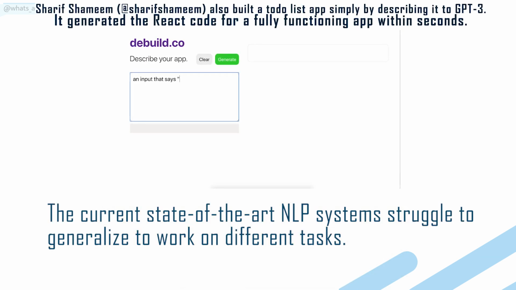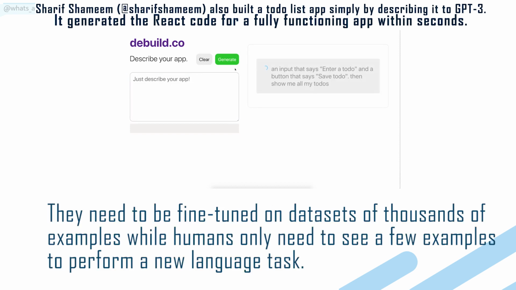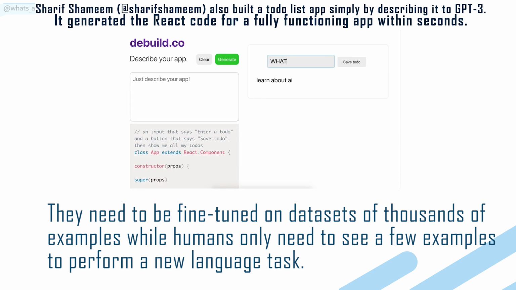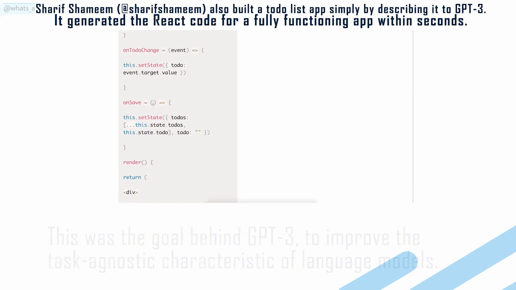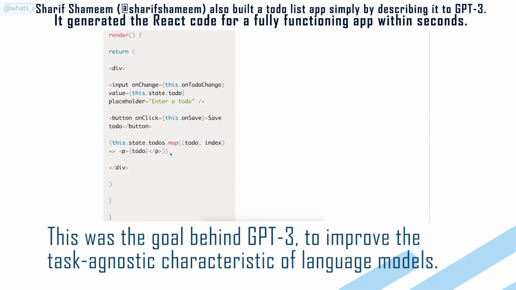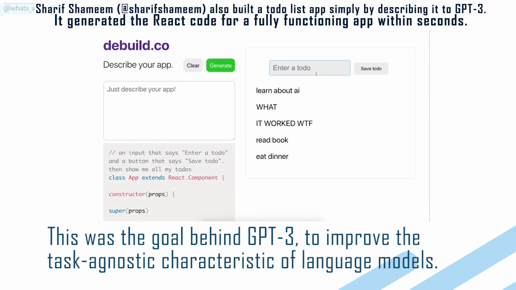The current state-of-the-art NLP systems struggle to generalize to work on different tasks. They need to be fine-tuned on datasets of thousands of examples, while humans only need to see a few examples to perform a new language task. This was the goal behind GPT-3, to improve the task-agnostic characteristic of language models.